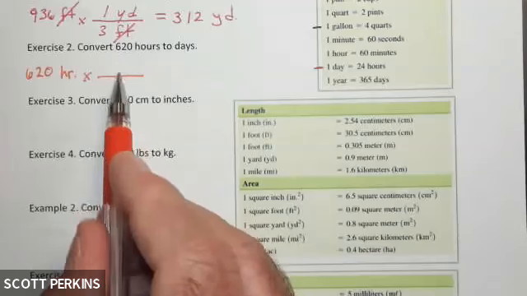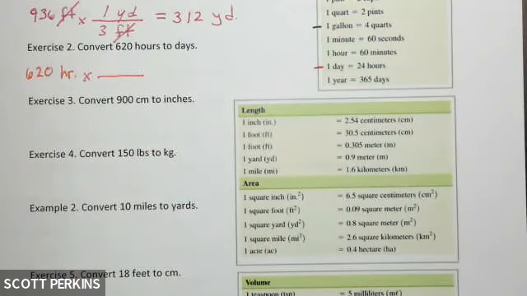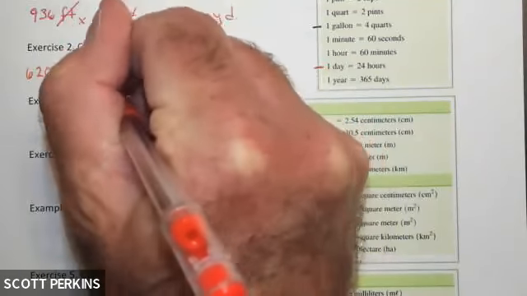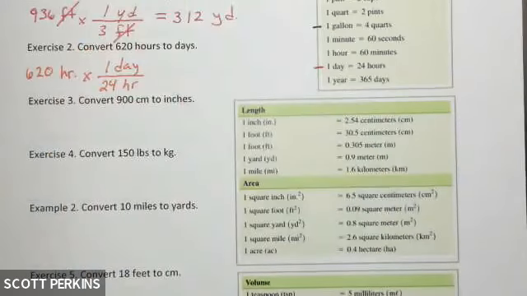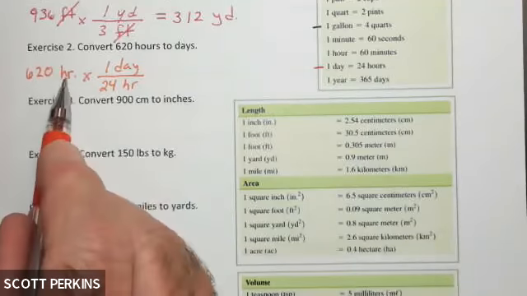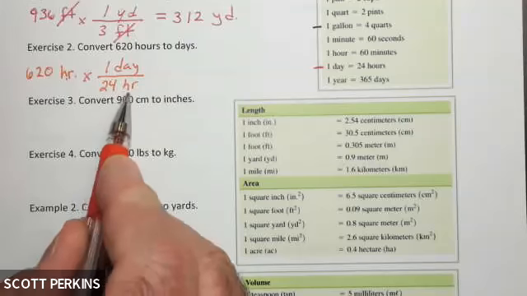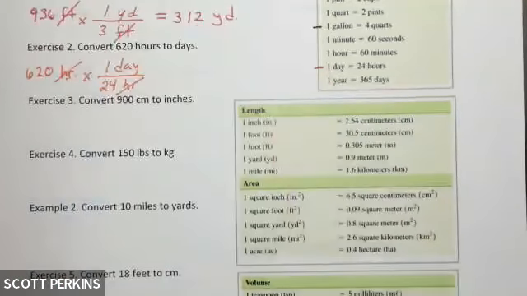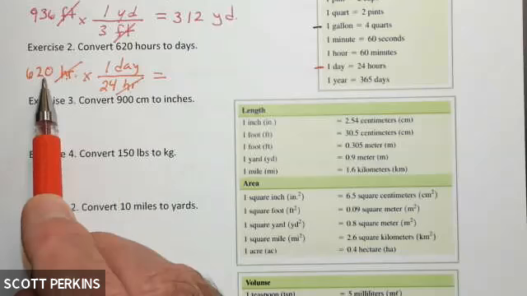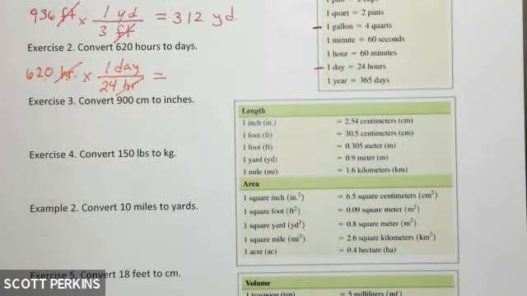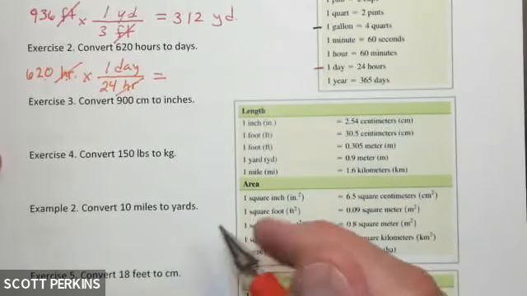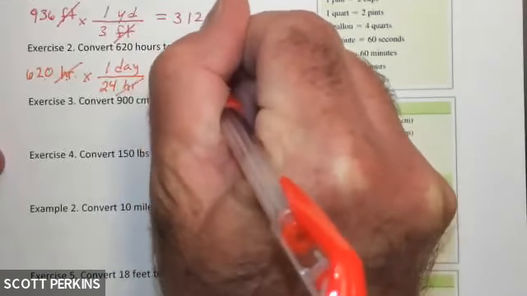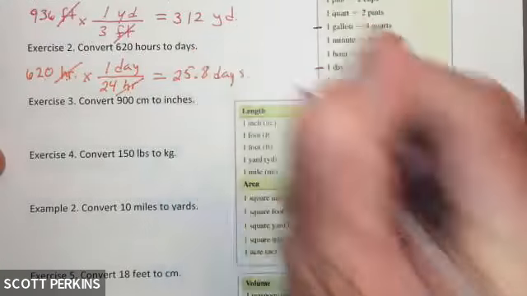So on my conversion ratio, where am I going to put what? Where am I going to put the 1 day? Where am I going to put the 24 hours? 1 day is in the top, and then the 24 hours is in the bottom. And again, we put the hours in the bottom because I started with hours in the top. I want to get rid of them. So now they'll cancel. I have 1 in the numerator and 1 in the denominator. That's why they cancel. And so also what this tells me is I am going to take the 620 and divide it by the 24. So when I do that, 620 divided by 24 gives me 25.8 days.